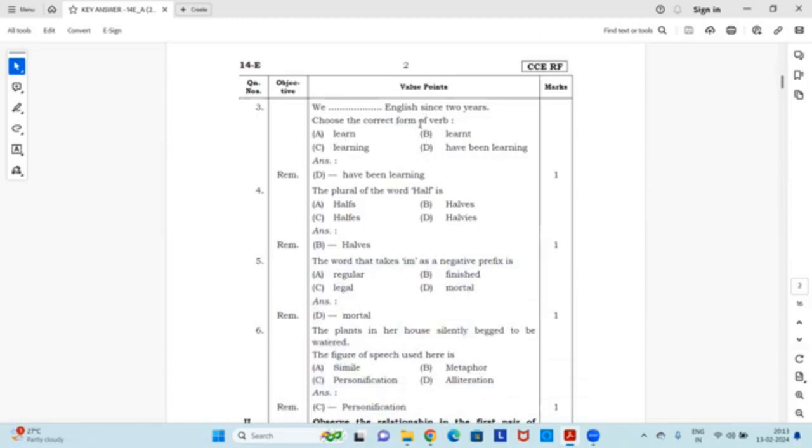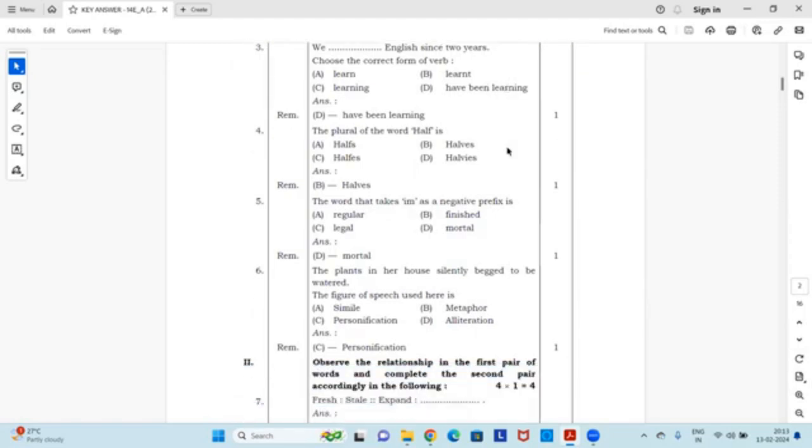Third one. We dash English since 2 years. Choose the correct form of verb: learn, learned, learning, have been learning. And the right answer is have been learning. We have been learning English since 2 years.